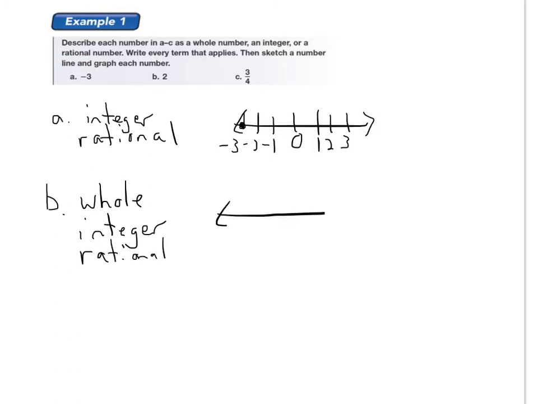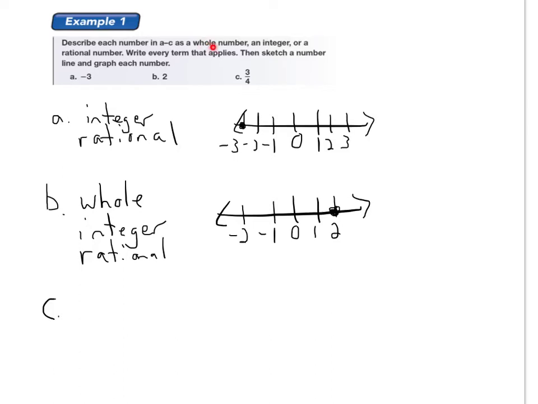Again, we're going to sketch it on a number line. So here's 0, 1, 2. And I'm going to go ahead and put the numbers on the other side of it. So here's -1 and -2. And then letter C, 3/4.